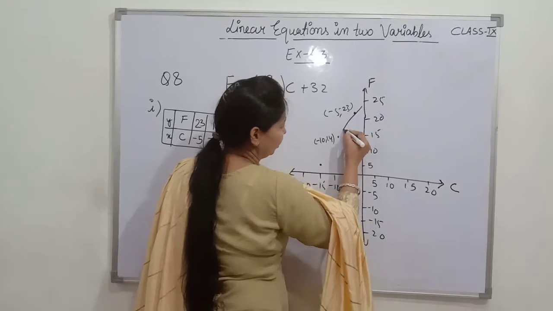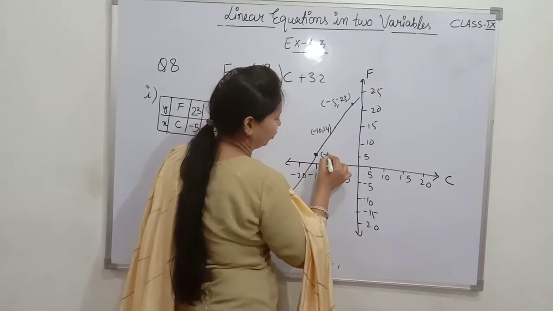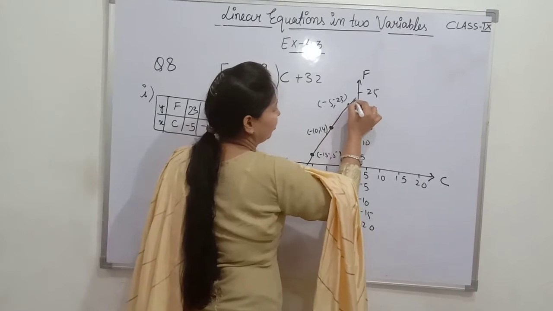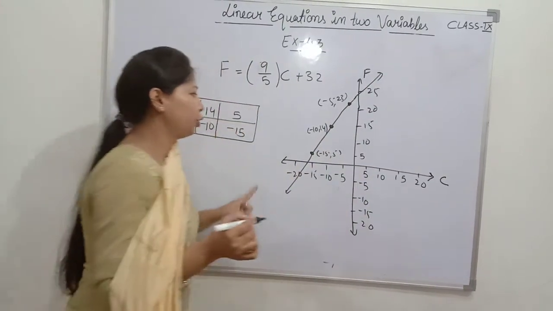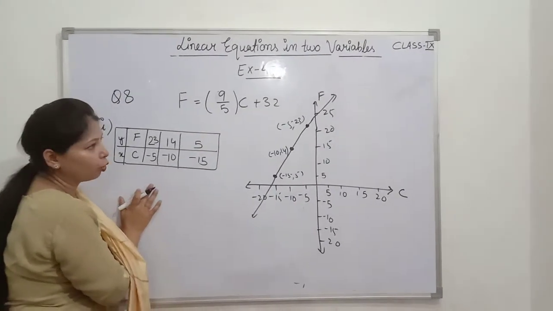So join these 3 points like this. -15, 5 is the second point and this is my third point. So this is the graph of this solution. Hope the graph is clear.